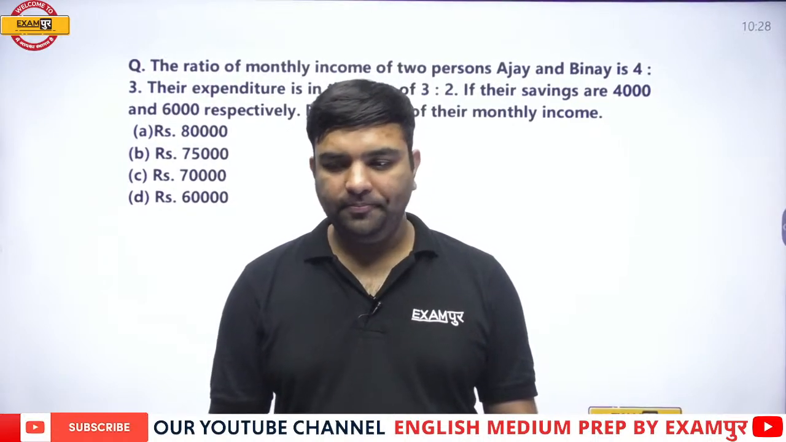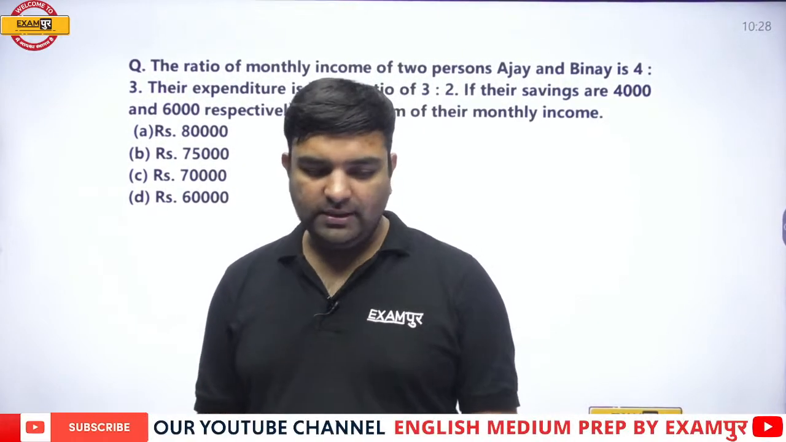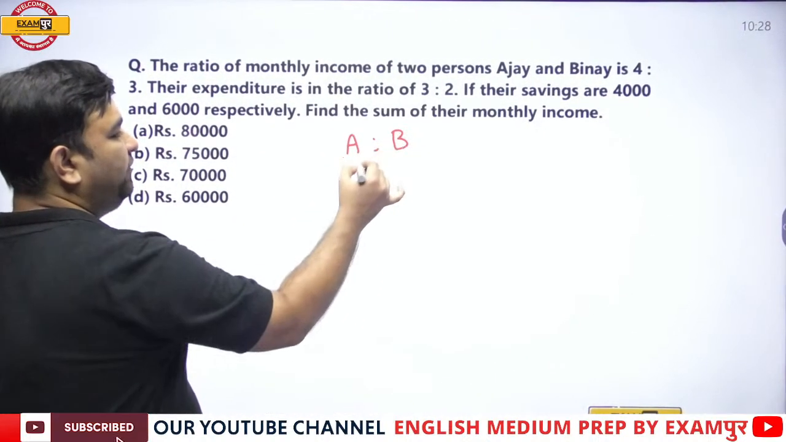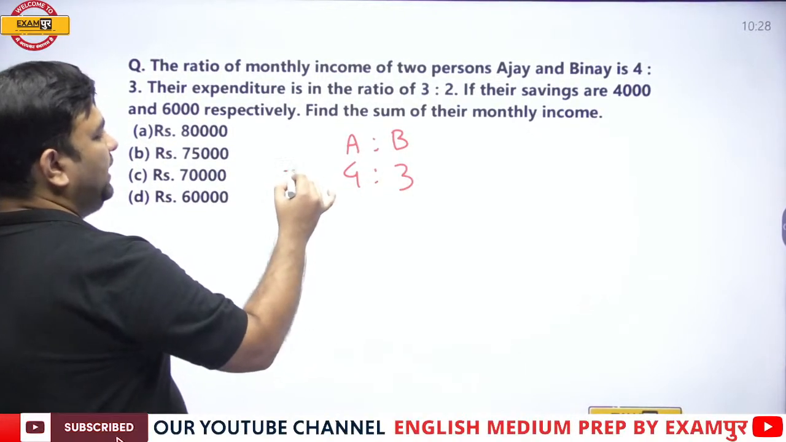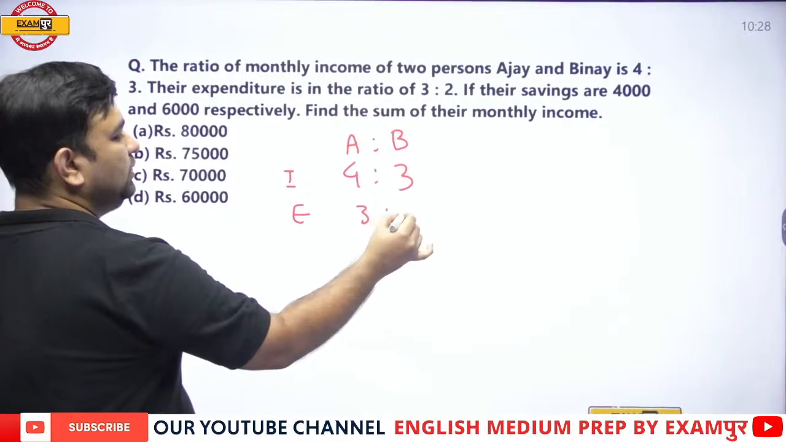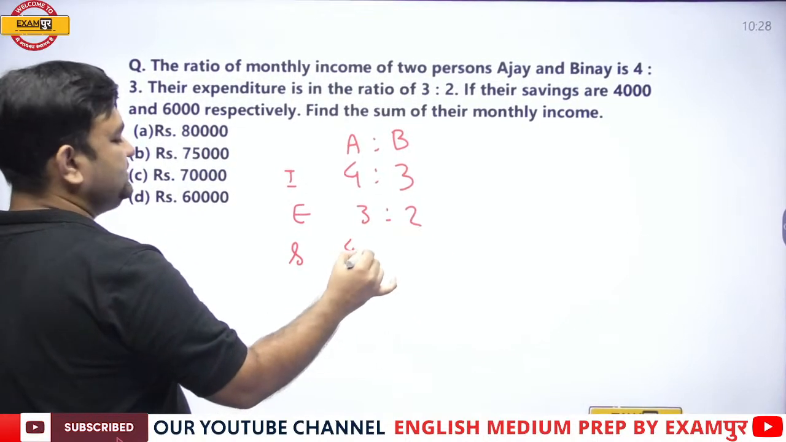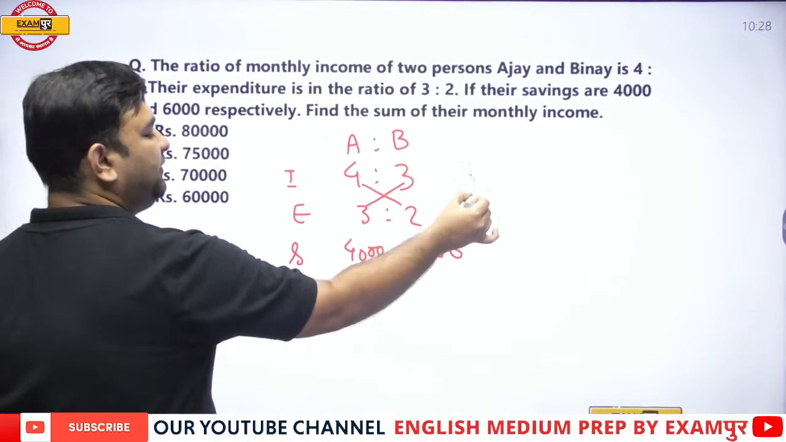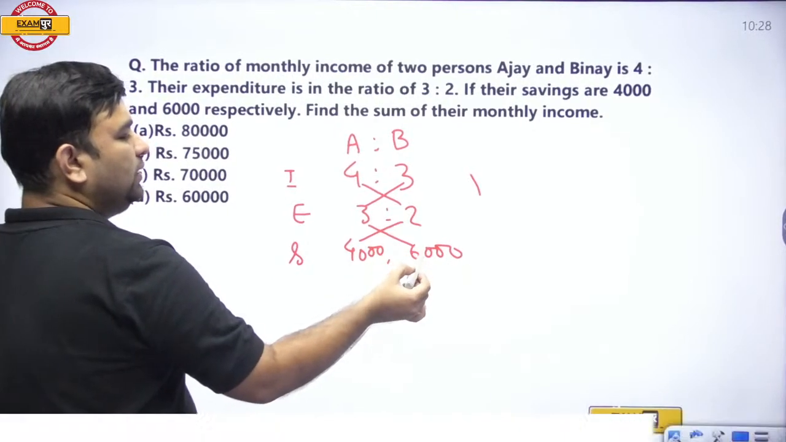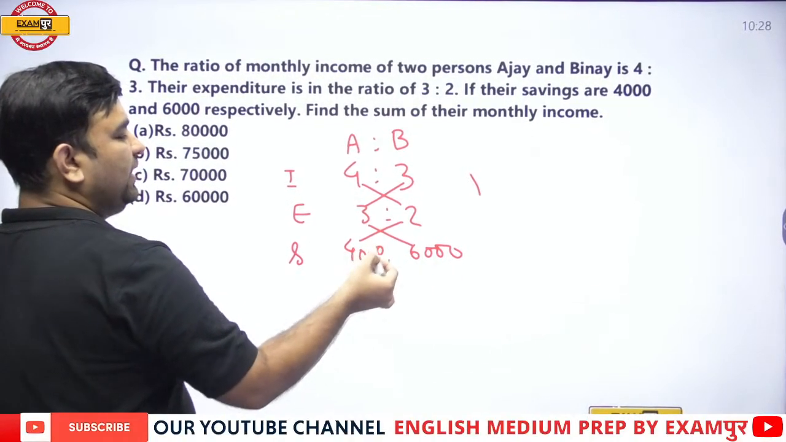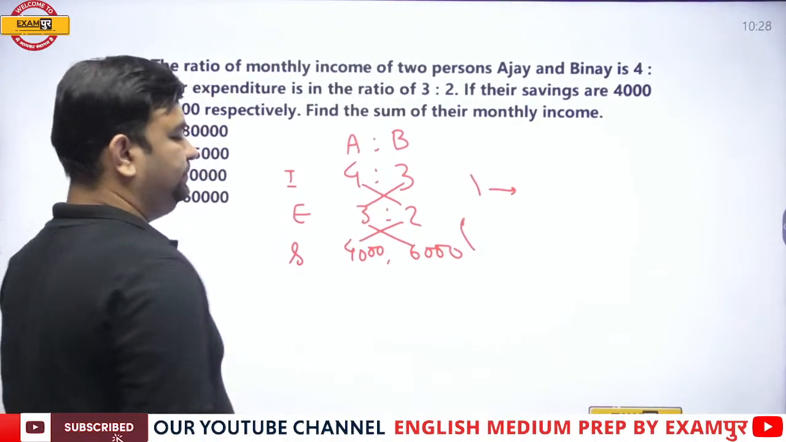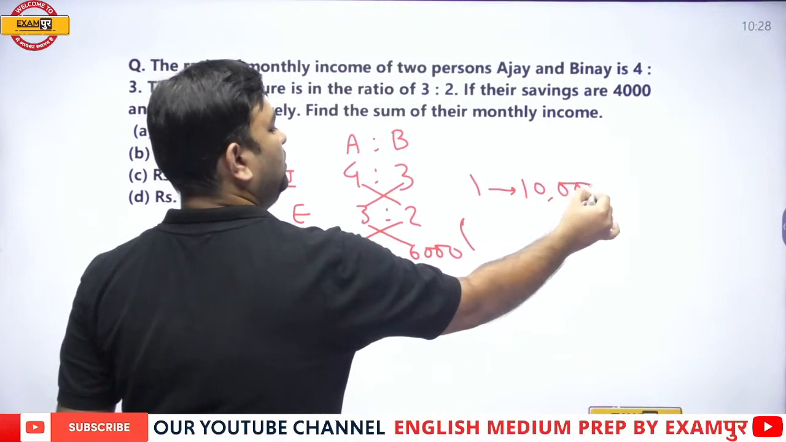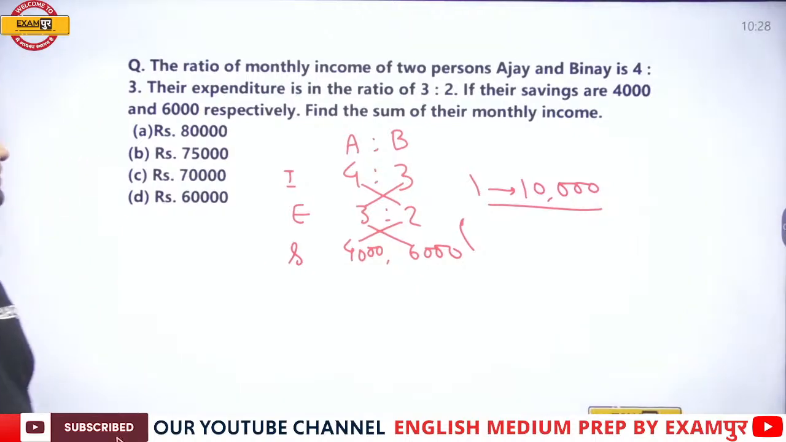Shrivani, is it the new answer? Looking like so. Income of Ajay Vinay 4:3. Expenditure is in the ratio 3:2. And savings are 4,000 and 6,000. 9 minus 8, 1 is equal to 18,000 minus 8,000, 10,000. 1 is equal to 10,000.